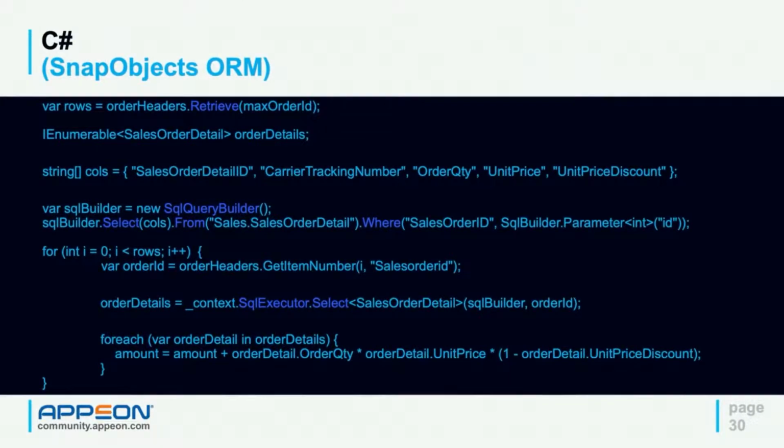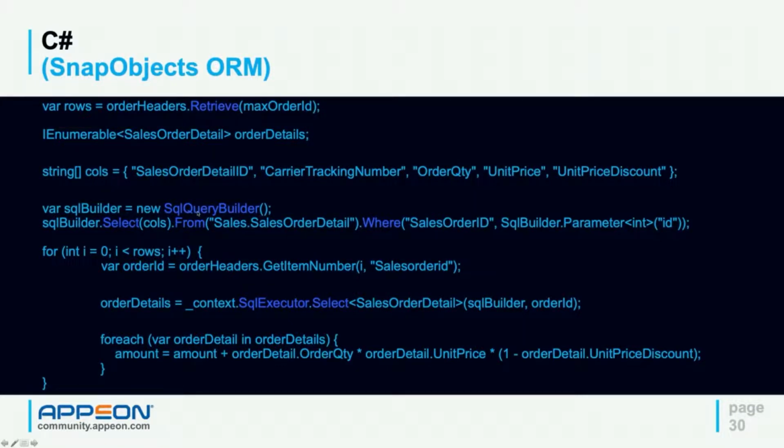This is the equivalent code in C# Web API. You can use the Snap Objects library, which provides very simple and fast ORM integration for .NET. We start again from the sale headers retrieval, then we declare a collection of order detail data model where sales order detail data type is automatically generated by the PowerBuilder C# model generator from a data window object.